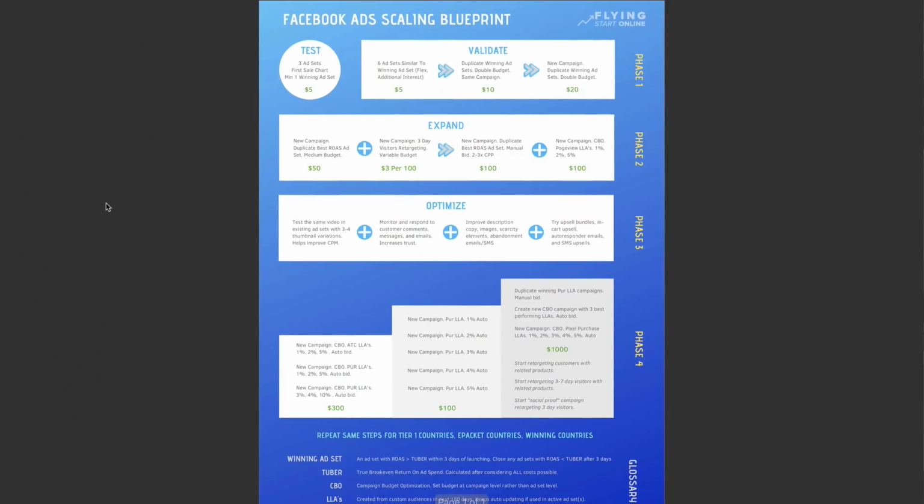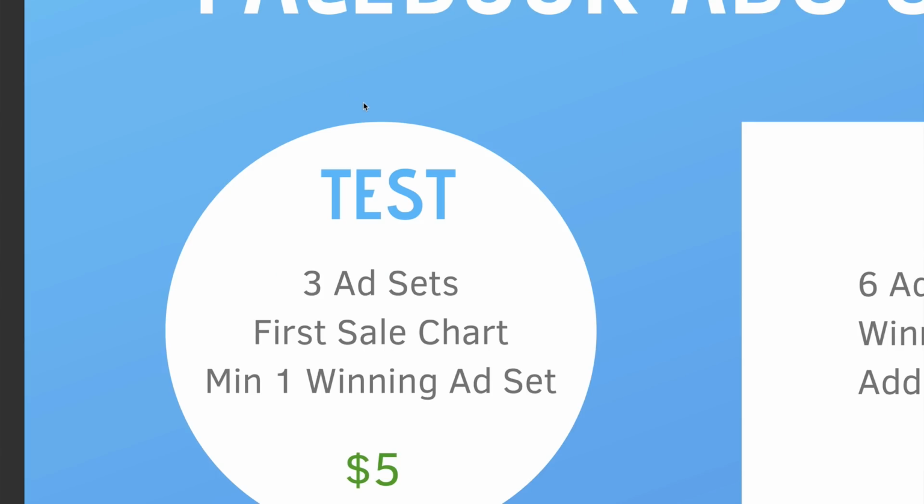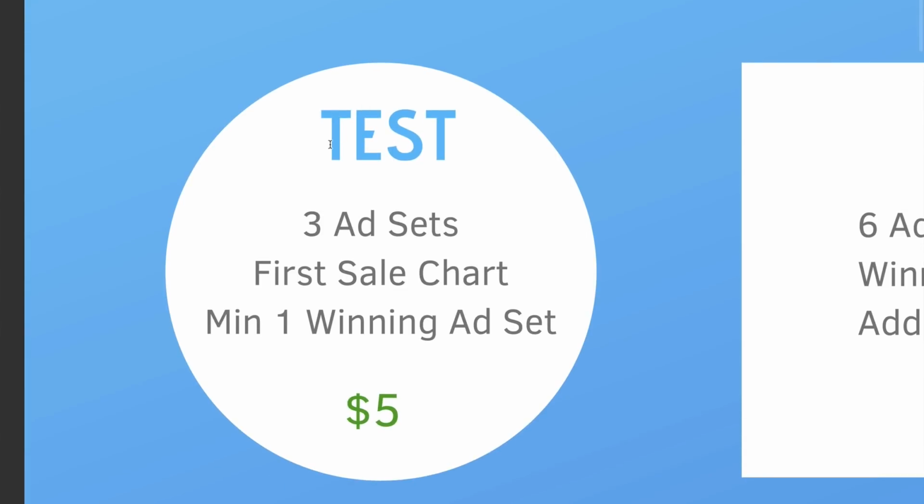All right, so here you go. This is the Facebook ads strategy for scaling, and this is something that works in 2019. The first thing you have to do is, of course, test, and I've mentioned this over and over again. Start with United States, 3 ad sets. The first sale chart is something you have to follow, and the video I mentioned earlier has the updated 2019 first sale chart, so make sure you follow that.